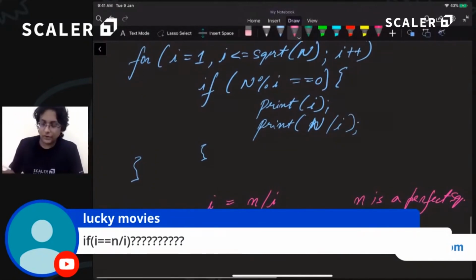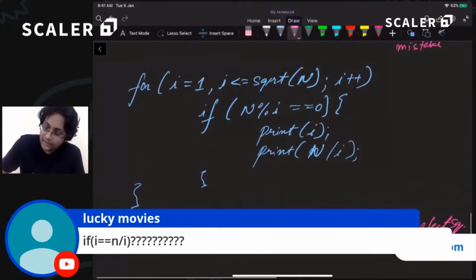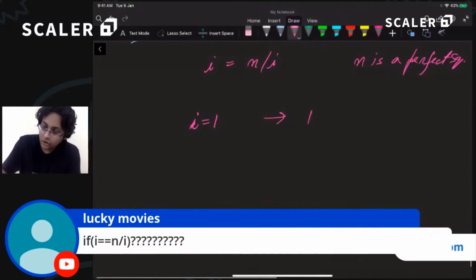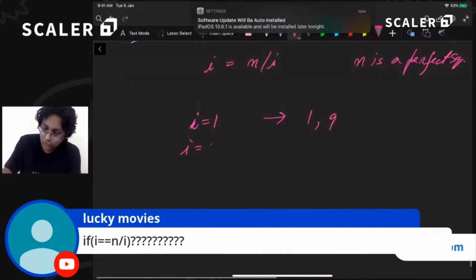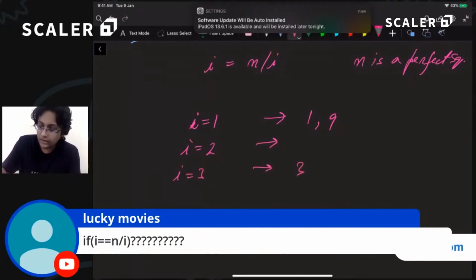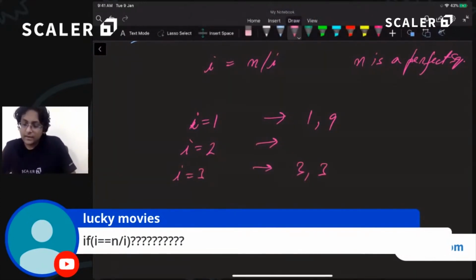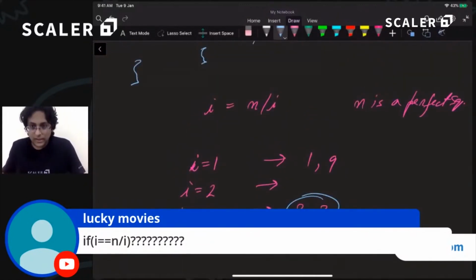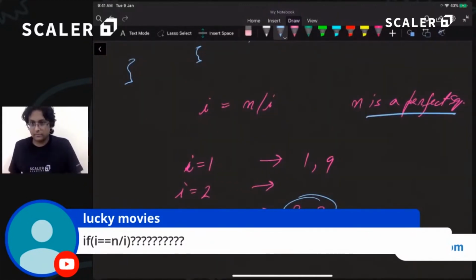So first of all, is everyone clear? If n equals 9, what will we see? We will see I equals 1. We will print 1, 9. I equals 2, we will not print anything. I equals 3, we will print 3, 3. So we see that we printed 3 2 times. That is not a good thing to do. So we need to resolve this. And we see that this only occurs when n is a perfect square. Otherwise, this issue cannot occur.